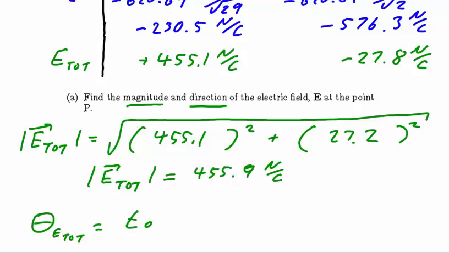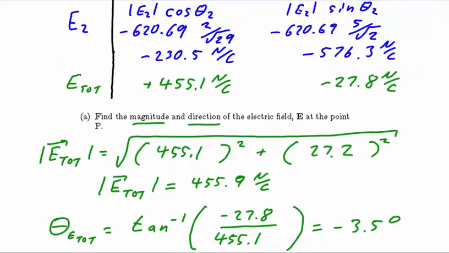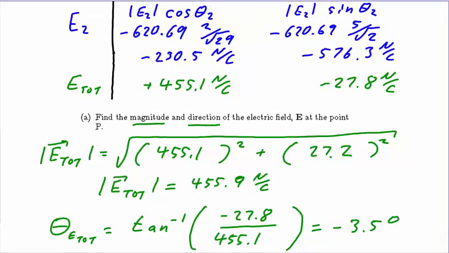Next, we need to solve for the direction of the total electric field vector, and we'll do that by taking the inverse tangent of the y component divided by the x component. This yields the result negative 3.5 degrees. We often need to take care as we do a calculation of the direction, because sometimes the inverse tangent will give us the wrong answer. It gives us the wrong answer whenever the x component is negative, and if that were the case, we must add 180 degrees. Here, because the x component of 455.1 was positive, we don't need to add the 180. We have now found both the magnitude and the direction of the electric field.